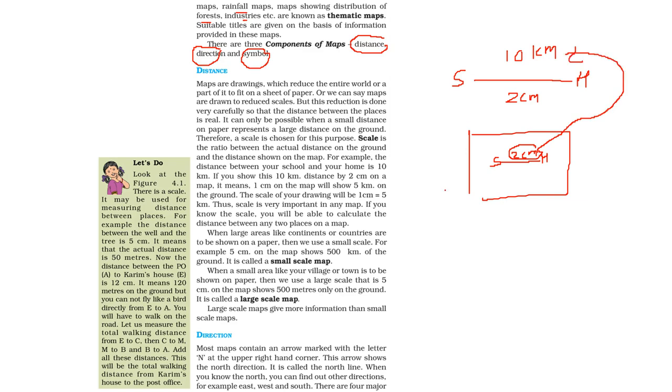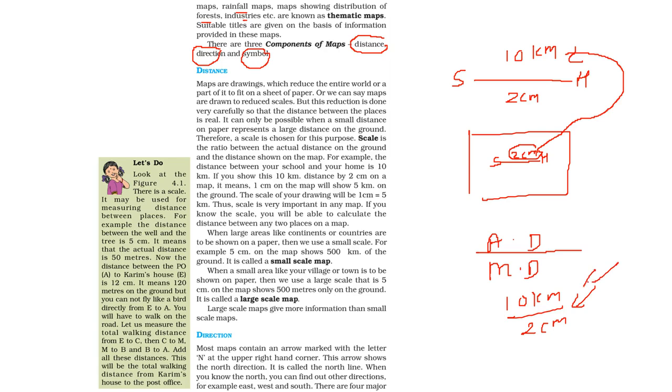So what is the scale? Scale is the ratio between the actual distance divided by the distance shown on the map. So this is the actual distance and this is the map distance. So what is the actual distance? 10 kilometer. And what is the map distance? 2 centimeter. So this is the scale. This is the scale of your map.